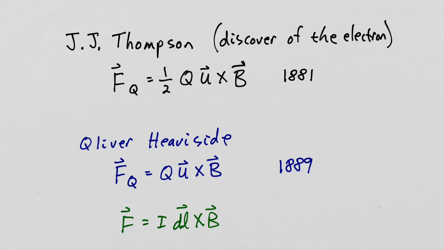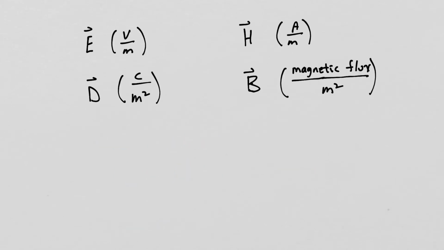As we did, Heaviside probably deduced this equation from Ampere's experimental observations that led to the force on the current element I dL. We will actually see the direct observation of this fundamental result when we look at mass spectrometers. Our electric field intensity was in terms of volts per meter. Similarly, the magnetic field intensity was in terms of amps per meter.